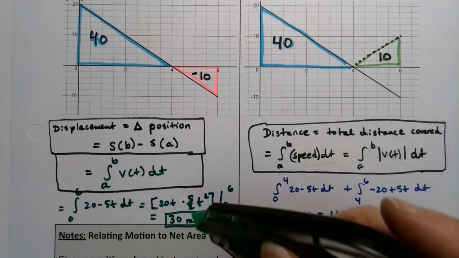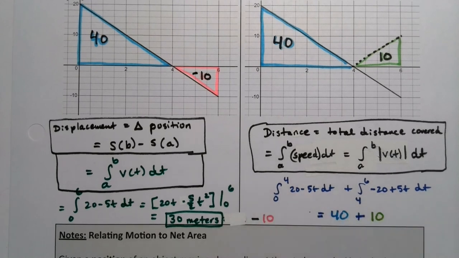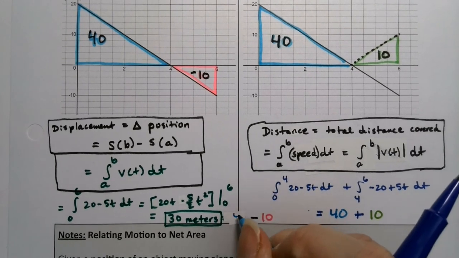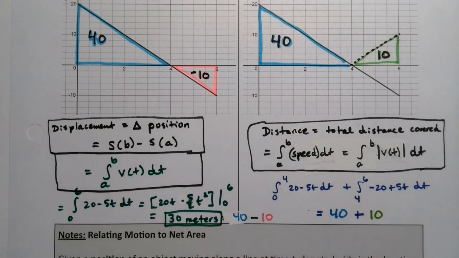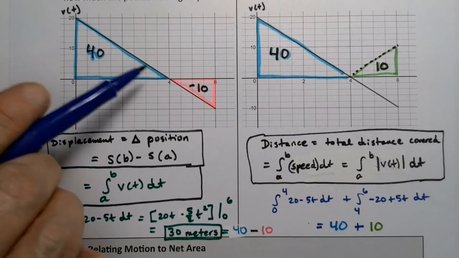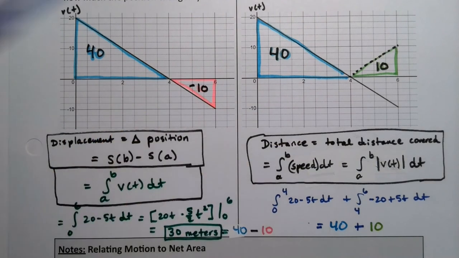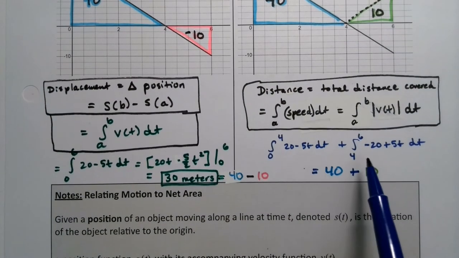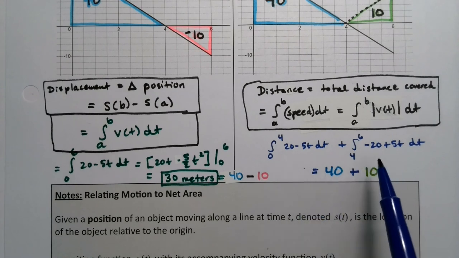There we go. So it was 40 take away 10 for displacement, but it's 40 plus 10 for velocity. Now for simple graphs like this, it's really nice because it's easy to see. 40 take away 10, 40 plus 10. It's much harder if you cannot find it easily and you have to break up the integral yourself and do it piece by piece.